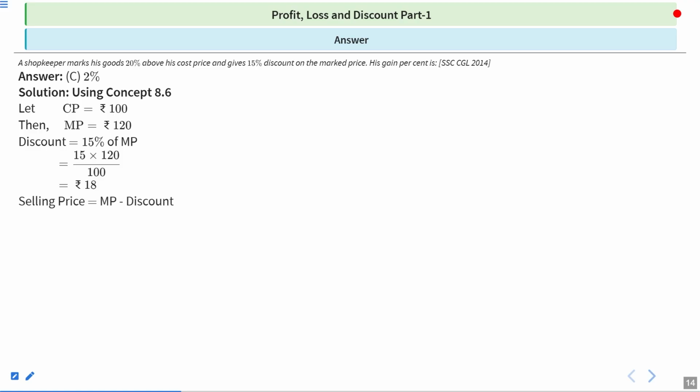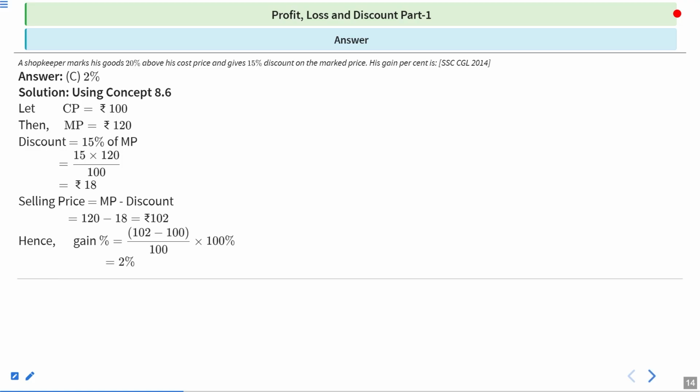Now the selling price will become marked price minus discount. So we get 120 minus 18, which is equal to 102 rupees. So for gain percent, we know that 100 rupees is the cost price and the selling price is 102 rupees. So we can directly say that the gain percent will be 2%. Now when we calculate, we know that gain percent is gain upon cost price multiplied by 100. So the gain in this question is selling price minus cost price. So 102 minus 100 upon 100 multiplied by 100. When we simplify it, we also get 2%. So C is the correct answer.